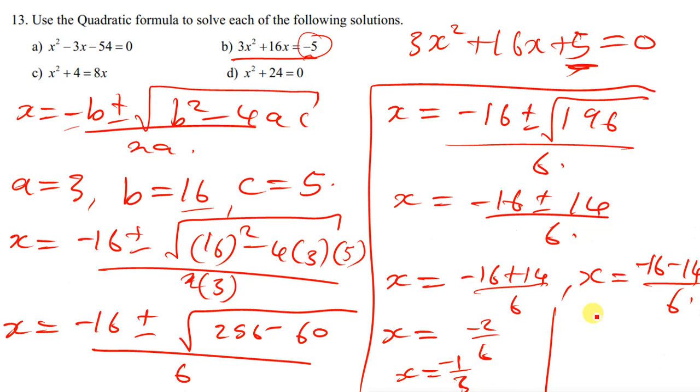And then the other, on the other hand here, we have negative 16 and 14. When you add them, we say negative 16 and negative 14 gives us negative 30 over 6. So the other value of x is simply just negative 5. These are the two values of x that you are supposed to find. Let us quickly move on to the next question.